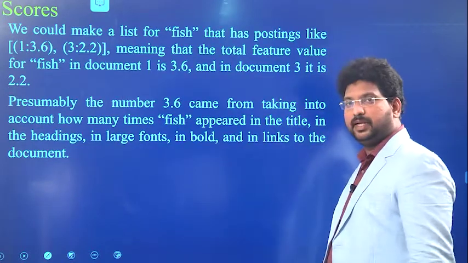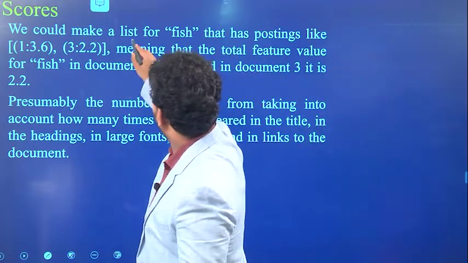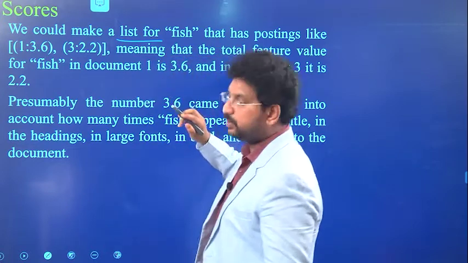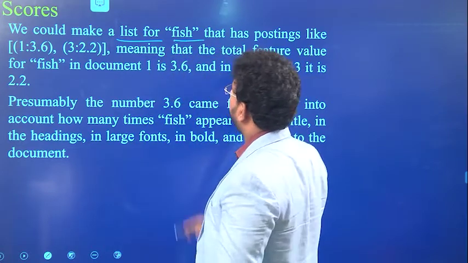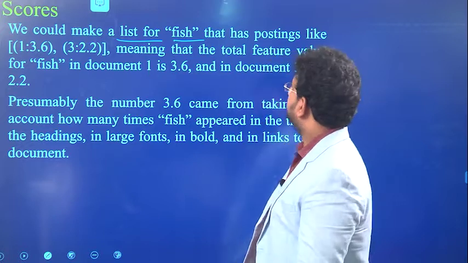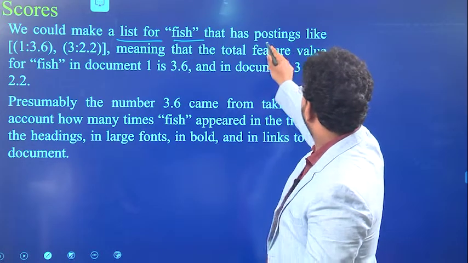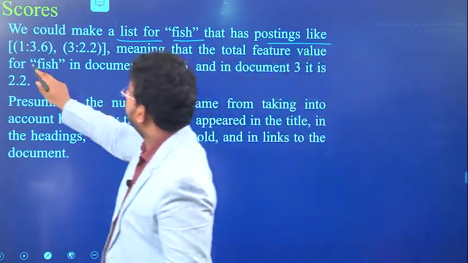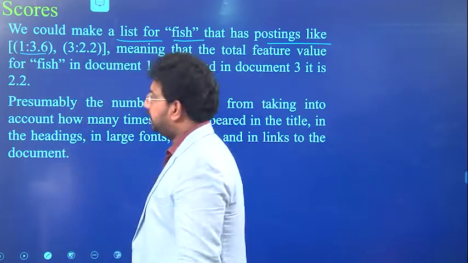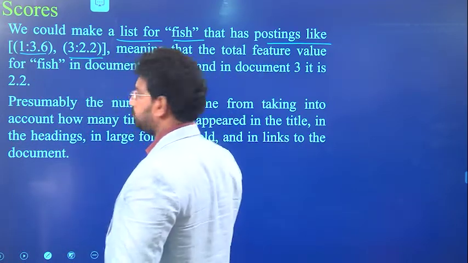If you observe the example here, we could make a list for fish that has postings like 1 3.66 and 3 2.2.